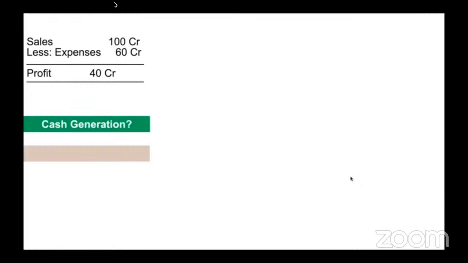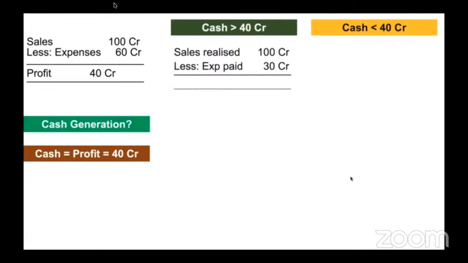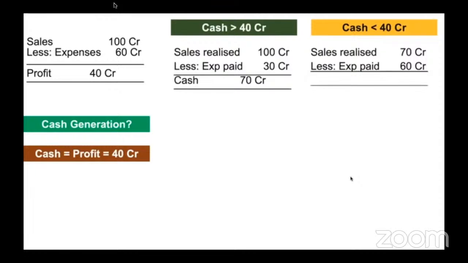The cash generation can be equal to profit when they have realized their entire sales of 100 crore and paid their entire expenses of 60 crore. It means 100 crore had come in and 60 crore had gone out, so the profit will be equal to cash. But it can also be greater than 40 crore, or less than 40 crore. It can be greater than 40 crore when you have realized the entire sales and paid only part of the expenses. So here you have cash as 70 crore. And it can be less than 40 crore when you have realized only part of the sales and paid full expenses, or most of the expenses.